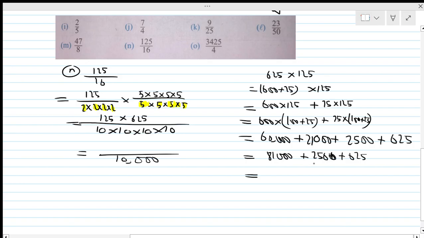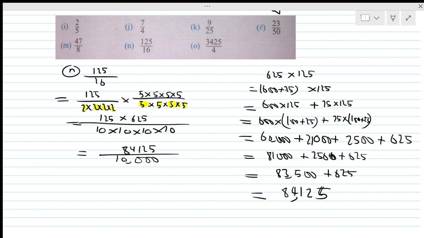So if we add here 2500 and 81,000, you're going to get 83,500, and plus 625. So we got 84,125. So either you break this way or you perform the multiplication by another method. 625 into 125, directly you can multiply first by 5, then by 2, then by 1, and then you group them. So it's up to you how you make choice.